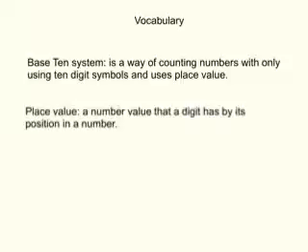So our first vocab would be the base 10 system. All it means is it's a way of counting numbers using only 10-digit symbols and using place values. So the 10-digit symbols would be from 0 to 9 and nothing else. Our next vocab word would be place value. Place value is a number value that a digit has by its position in a number.